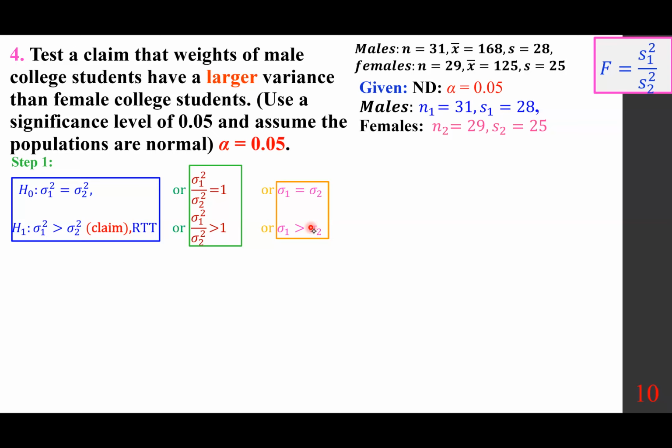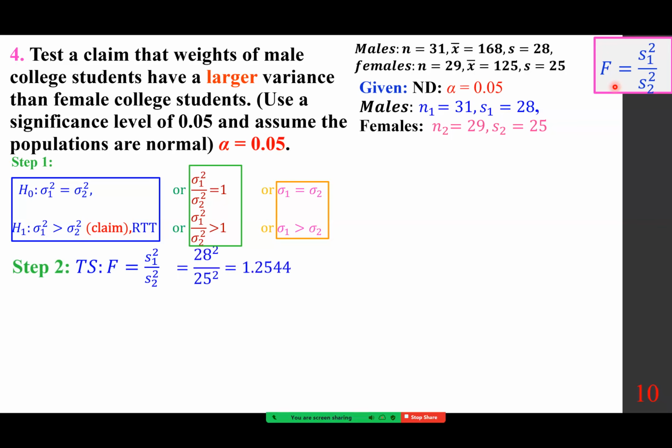So the next step is to calculate the test statistic. It's a very simple process: S1 squared over S2 squared. So 28 squared over 25 squared is 1.2544. Now, the next step is to find the critical value. The choice of alpha is 0.05. It is a right tail test.